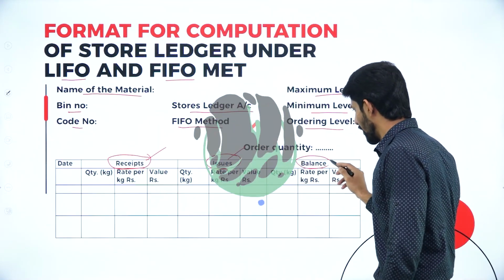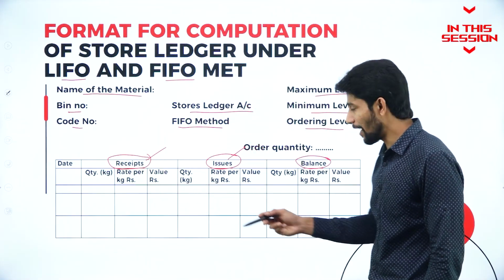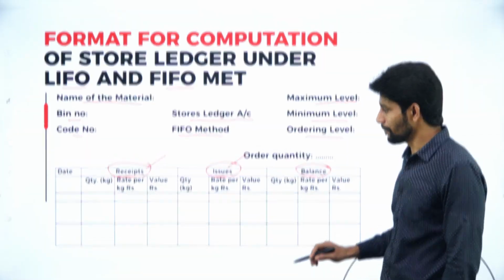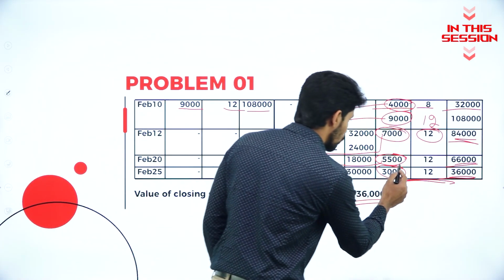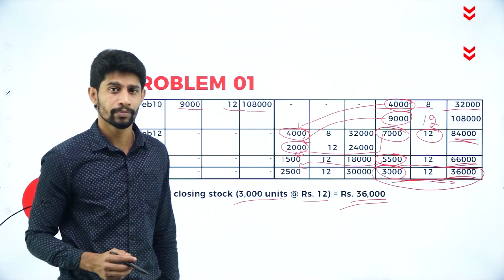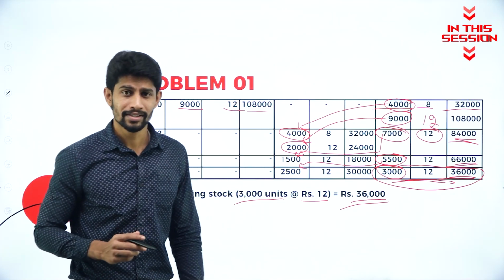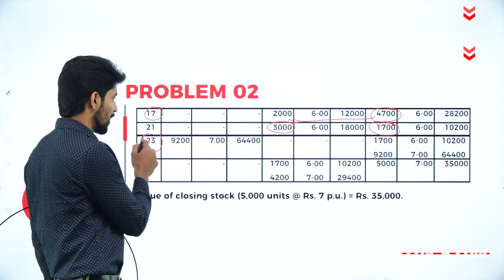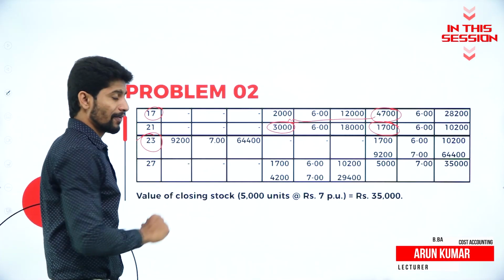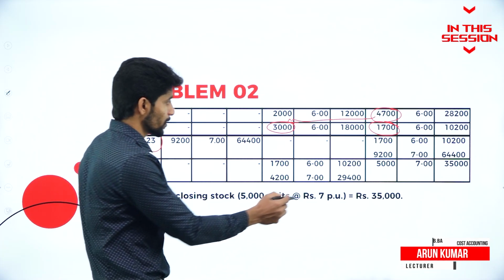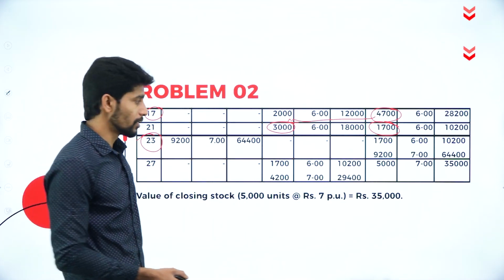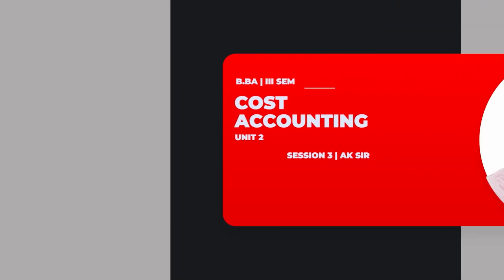Whatever the balance will be available after purchasing or after issue of the material, that balance you're supposed to write in the balance column. Whatever the balance we have on the closing date will be the closing stock, that is 3000 units at 12 rupees per kg and 36,000 value. On 23rd Jan, they purchased 9,200 units at 7 per unit. So first write 1700, then write 9,200 units. So close the entry for the date.